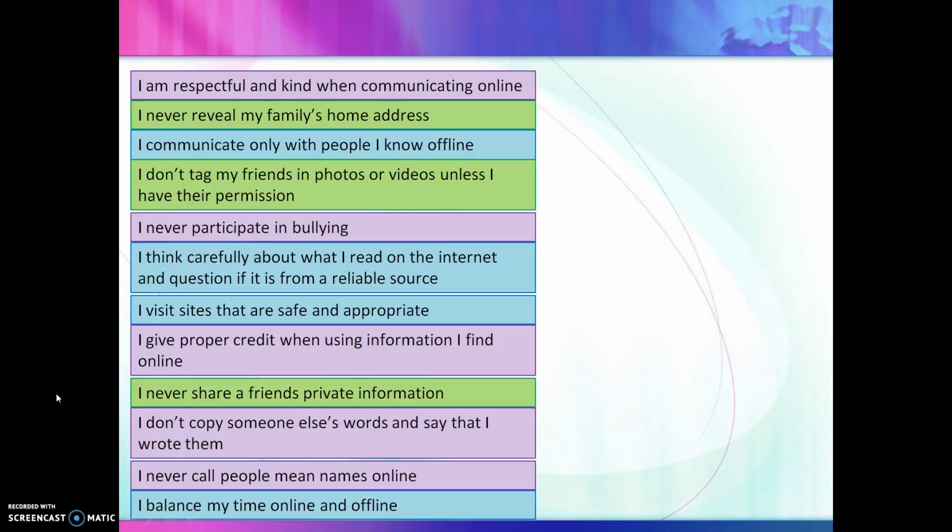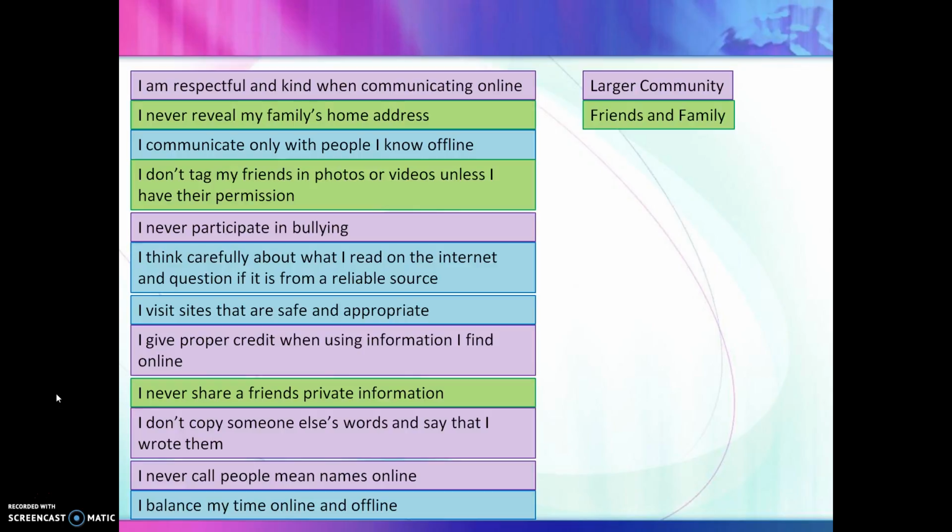Now that you understand the rings of responsibility, let's figure out which ring of responsibility each of these statements fall under: yourself, friends and family, or the larger community. I am respectful and kind when communicating online. Is that yourself, friends and family, or the larger community? That one belongs to the larger community. I never reveal my family's home address. That one belongs to friends and family.